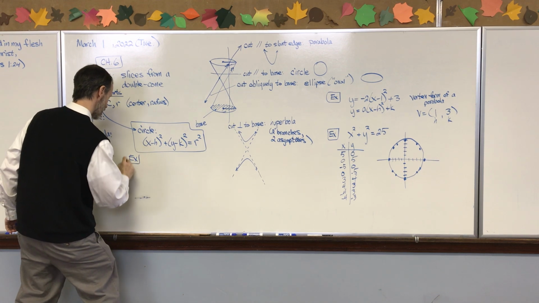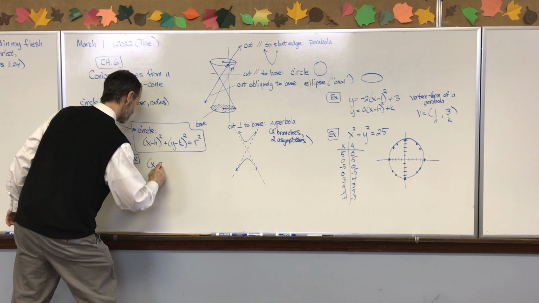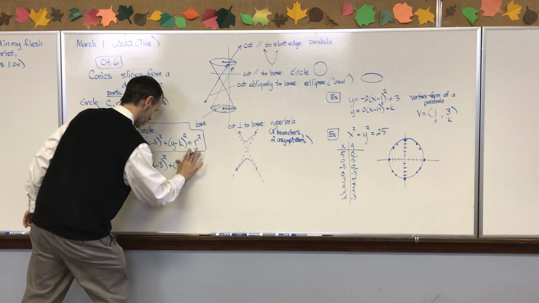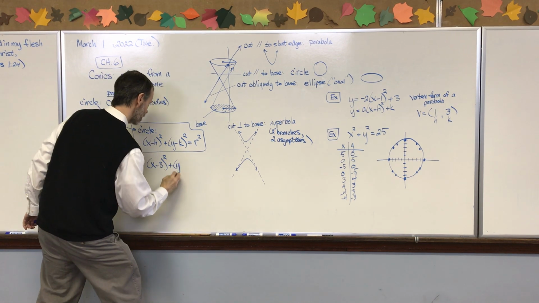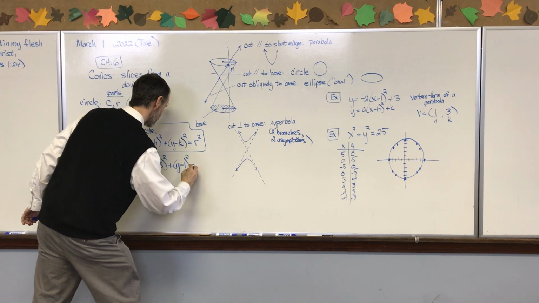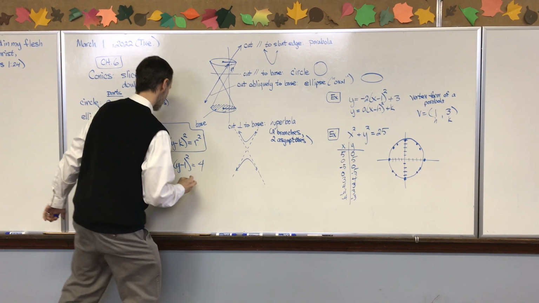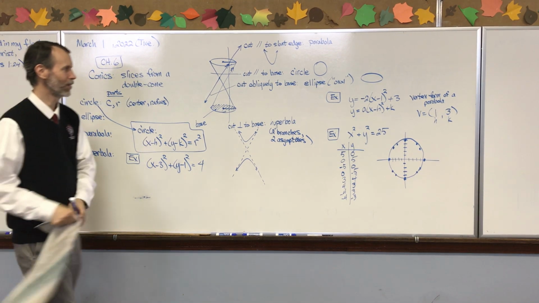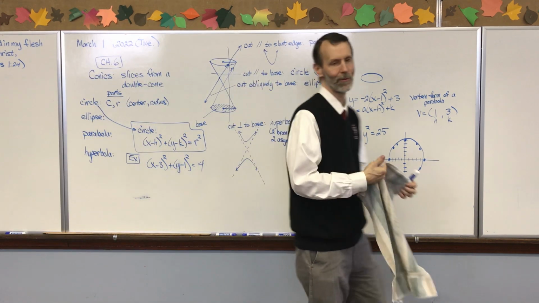Parentheses x minus 3 parentheses squared plus y minus 1, parentheses squared, equals 4. That, if the formula works, should be a circle.